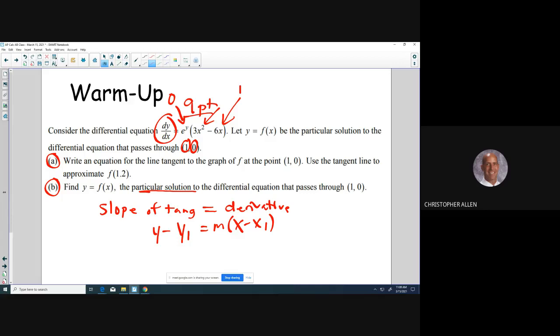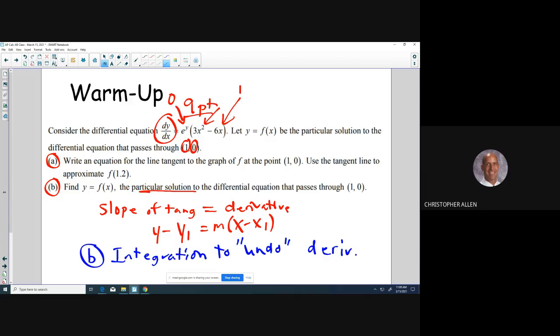So question A, we're trying to connect that the slope of the tangent line is equated with the derivative. Now in question B, maybe I'll do this in a different color. In B, we're going to use integration to undo, if you will, undo the derivative.